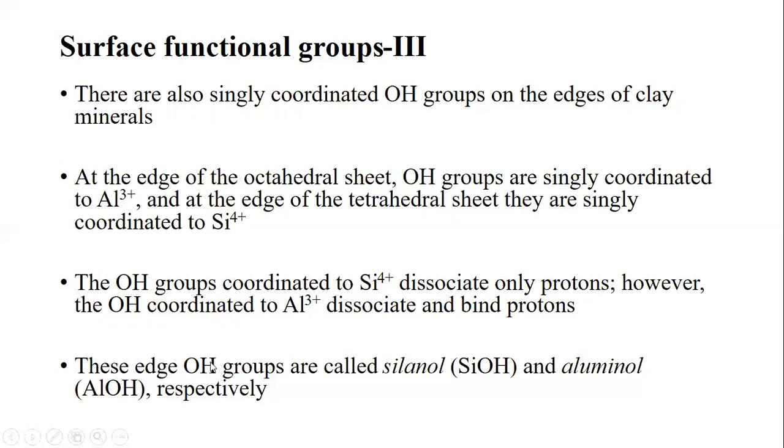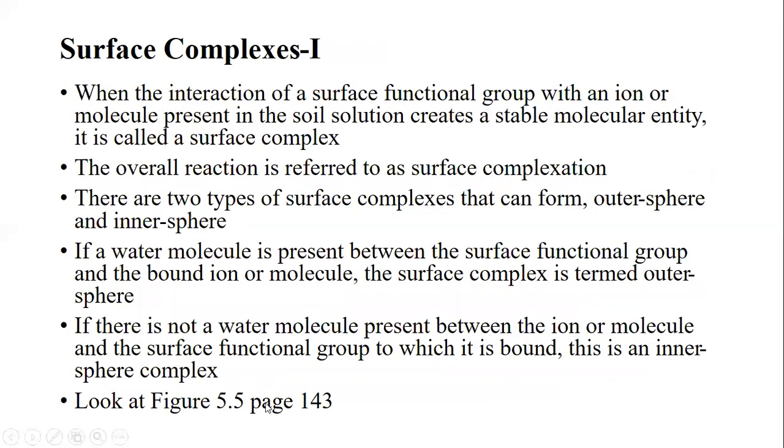These edge OH groups are called silanol, SiOH, and aluminol, AlOH, respectively. Again, it's very easy to remember. Silanol from Si, silicon, that means it's related to the silicon, SiOH. Aluminol from the beginning, aluminum, aluminol, AlOH, respectively. That means silanol to silicon, aluminol to AlOH. That's what respectively means, in the same order they are given.